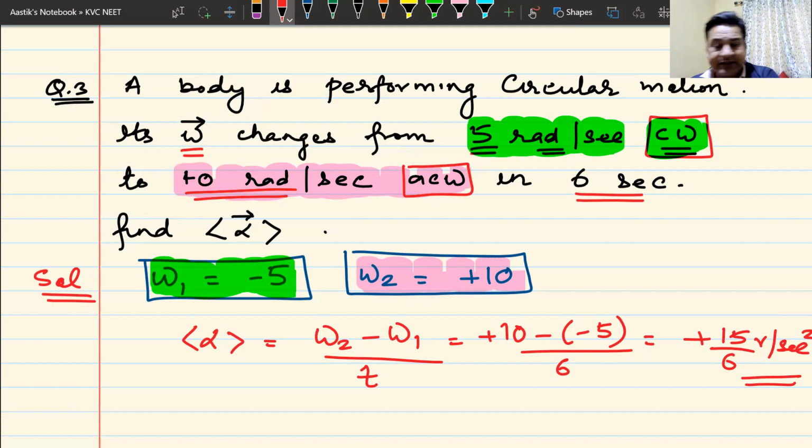We finish our today's class here. In today's class, we have discussed the basics of circular motion and we have seen 2 or 3 problems based on those basics. In the next class, we would be dealing with the equations of circular motion.